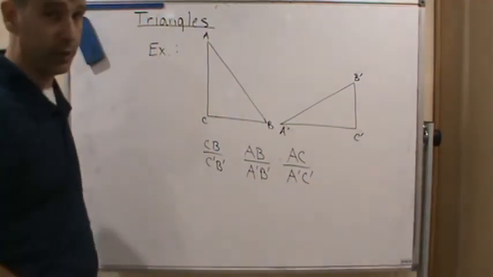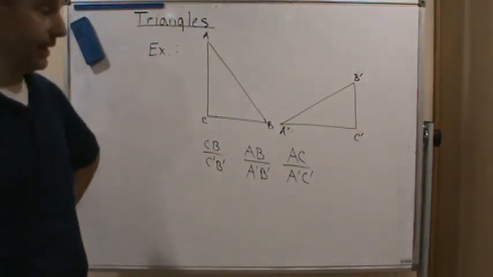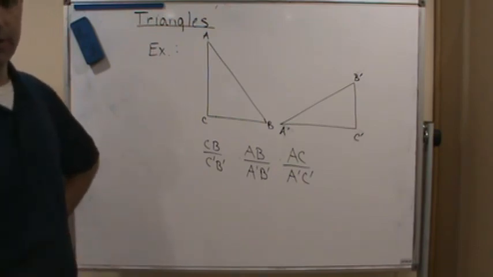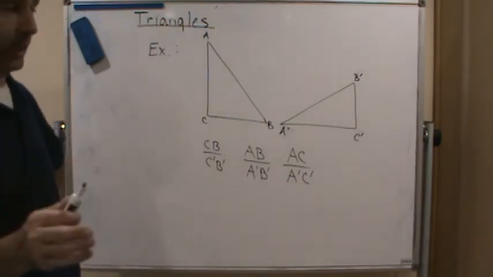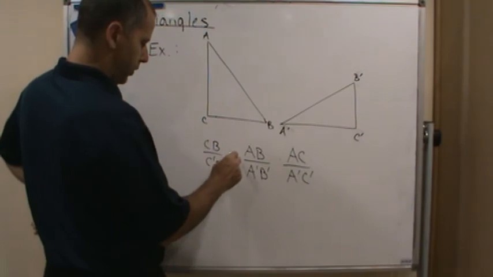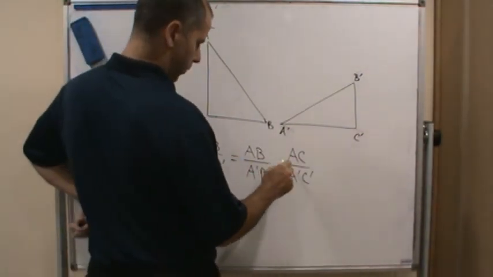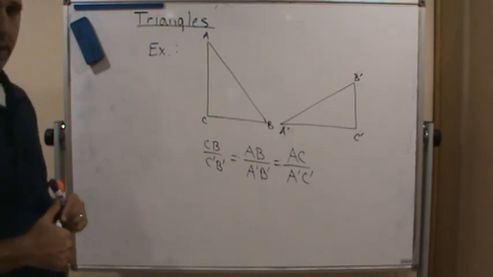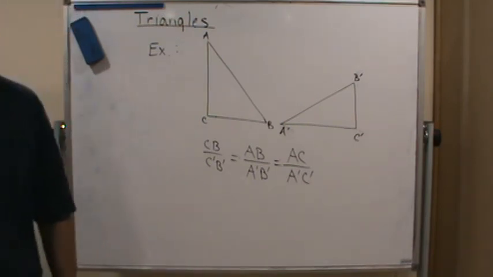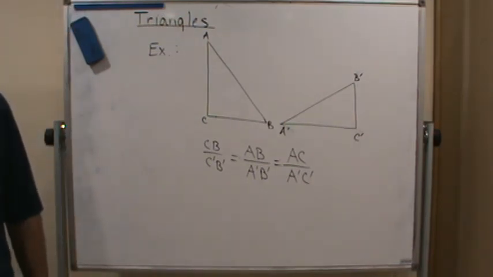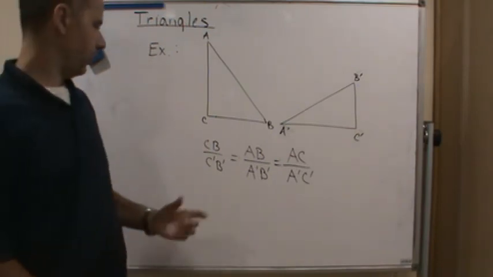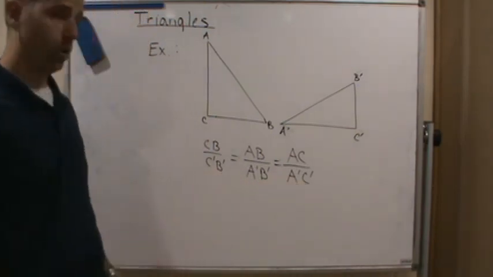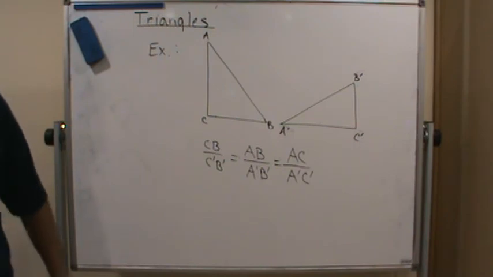Now, the other thing we know is that all of these proportions must be equal. This proportion must be equal to this proportion, which must be equal to this proportion. The proportions must be constant. So this relationship must hold for all similar triangles.